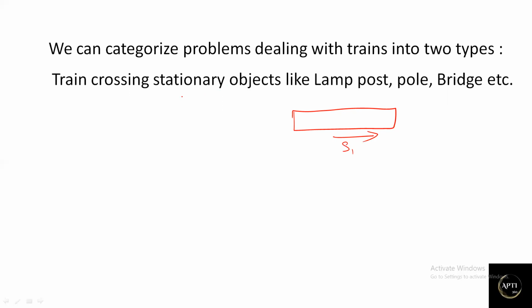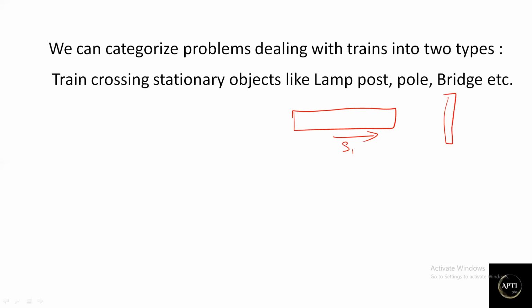If the train is crossing a bridge, they will give the length of the train, and the length of the bridge will be given. We don't have speed for the bridge, right? The bridge is stationary, so they will give the speed for the train and how much time the train will take to cross the bridge. So this is how the questions mostly will be given, problems based on trains. So here let's consider one pole.